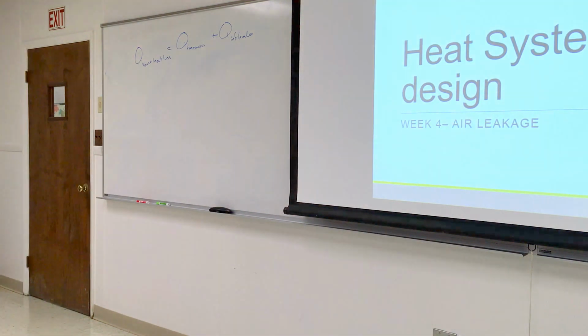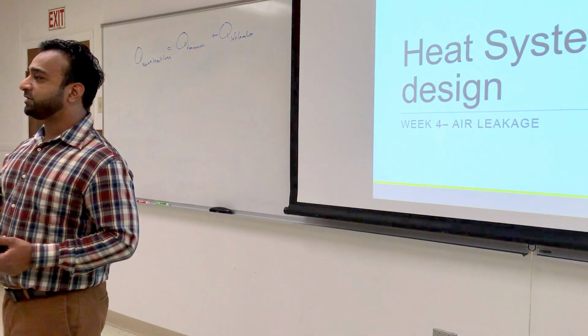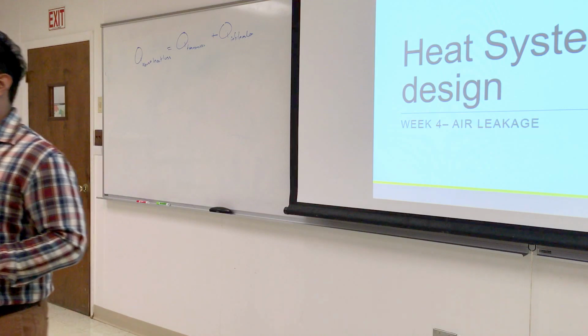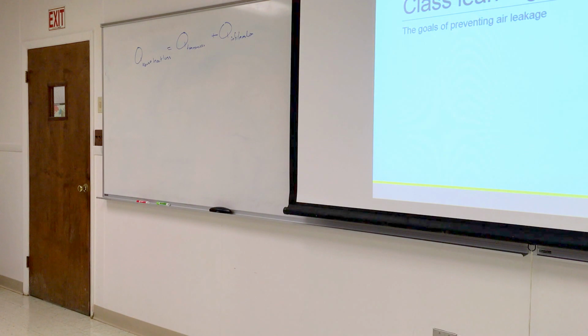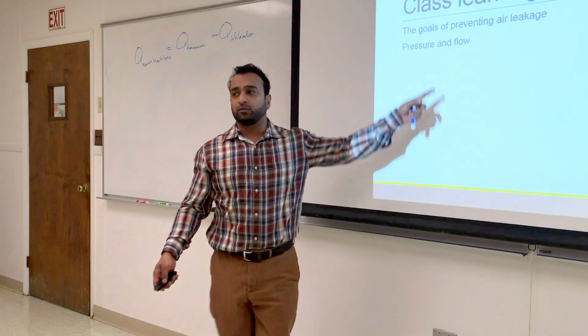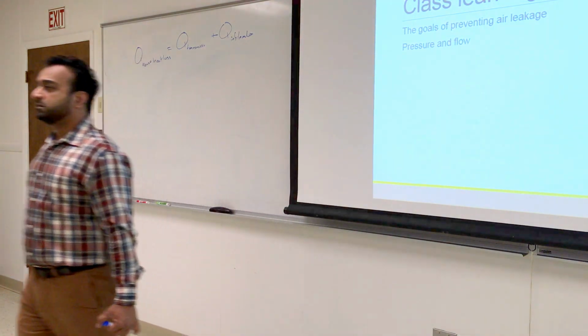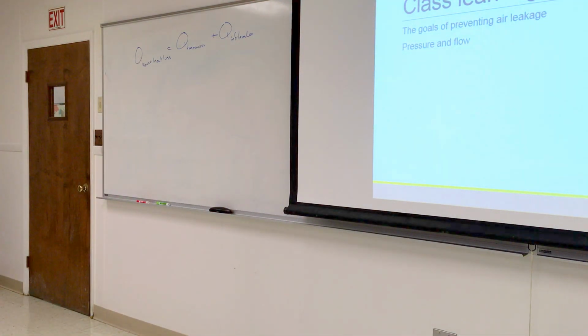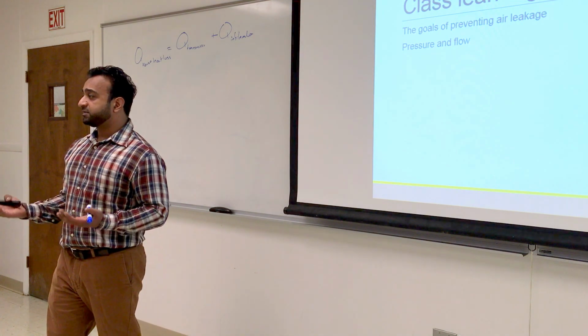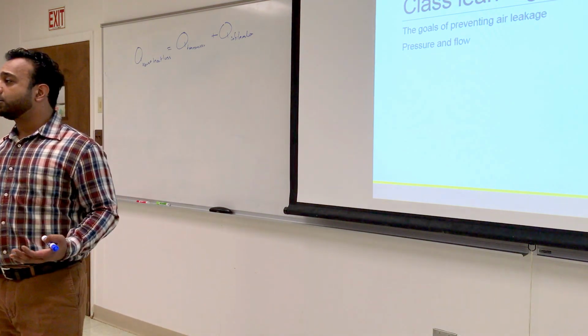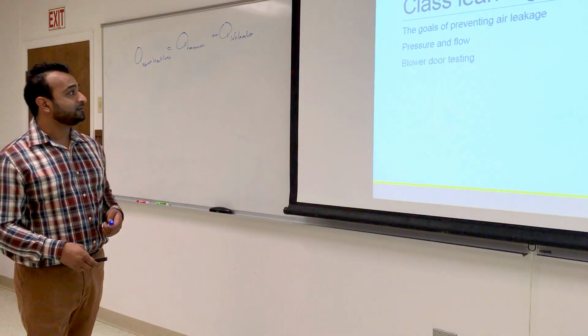And what is another word for infiltration? Air leakage. So we're leaking air to the outside, and sometimes the air leaks to the inside. We'll talk about that. So I'll talk about how we prevent air leakage, and pressure and flow. What is the relationship between pressure and flow? Why do we leak air? Why does the air escape from the inside outside or come from the outside to the inside? The higher the pressure, the higher the flow. So it's a pressure difference. If we have a pressure difference, the air will tend to go outside or inside in order to equalize.